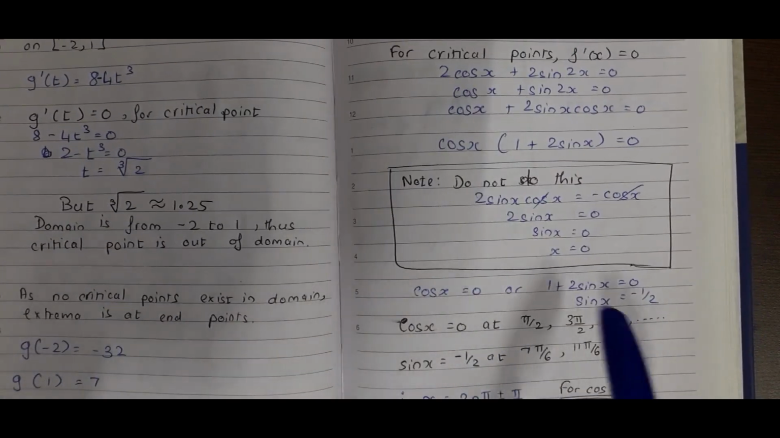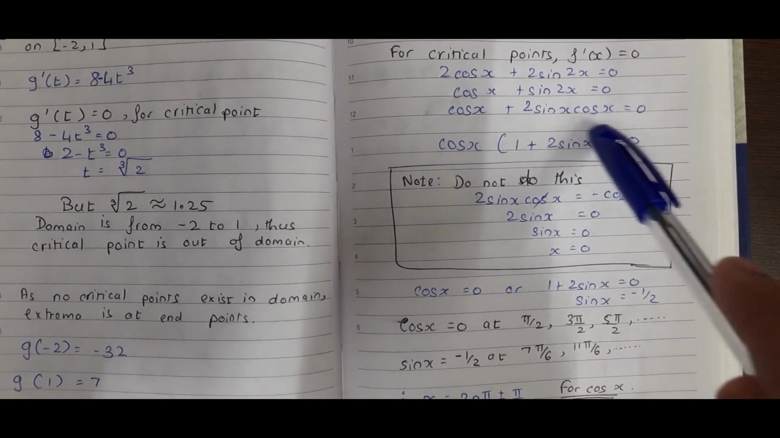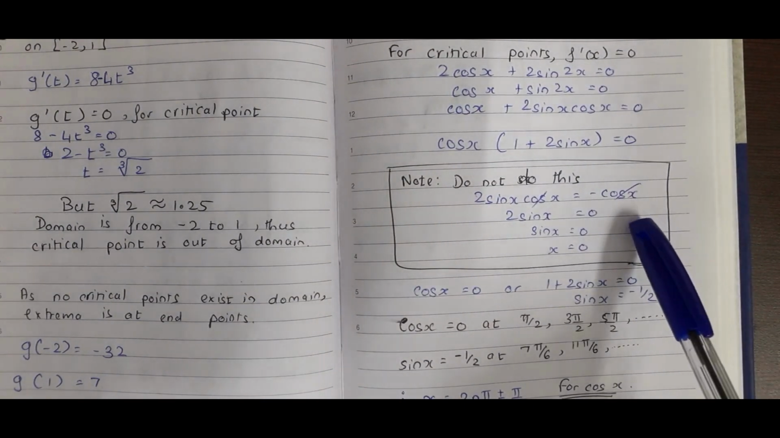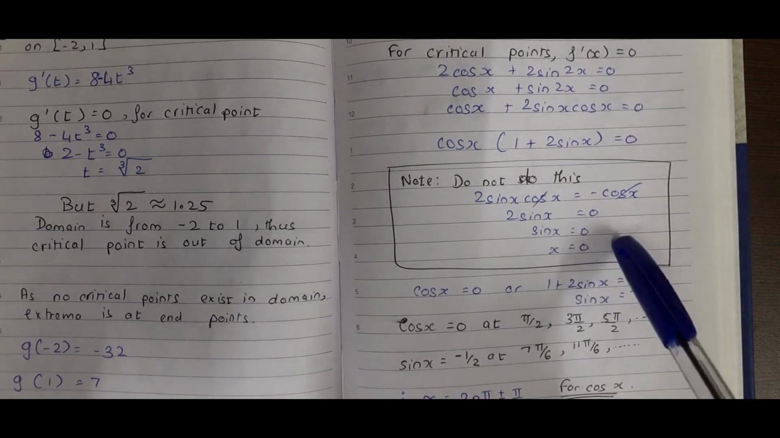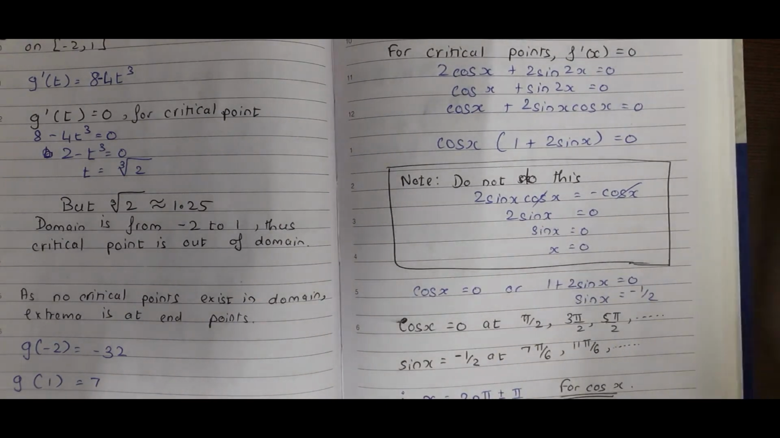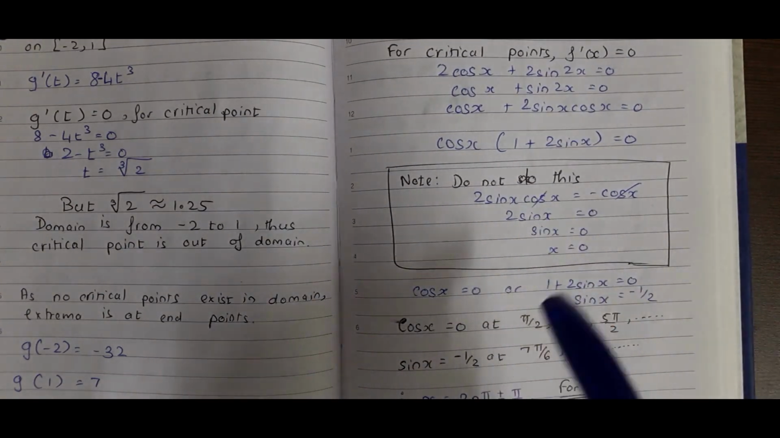Here's a step to note that you should never shift this to the other side, because otherwise you'll get 2 sin x cos x equals minus cos x over here. Your cos x will cancel. You get 2 sin x equals 0. Sin x is 0, x is 0. Doing sin inverse of 0, you get x as 0.